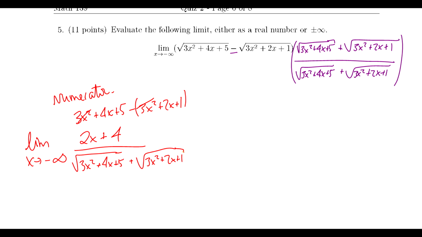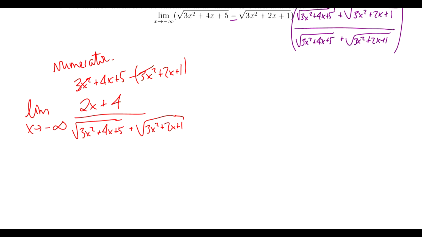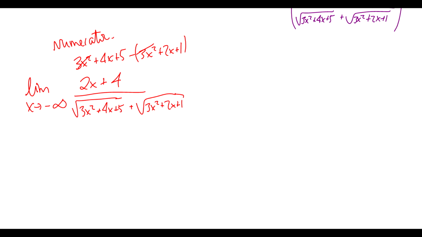At this point, what you could do is multiply or divide the bottom by root of x squared, and divide the top by x, and continue from there. But I'm going to teach you yet another shortcut, where we take the highest powers in the top and the bottom and just work with those. So we're going to take the limit as x goes to negative infinity of 2x over the square root of 3x squared plus the square root of 3x squared. So this isn't too bad.